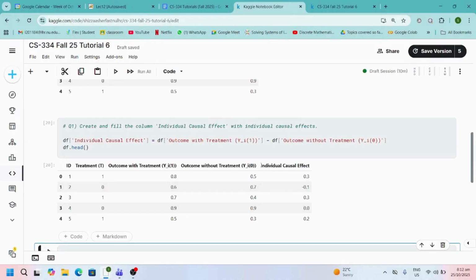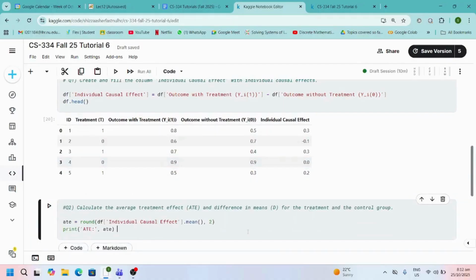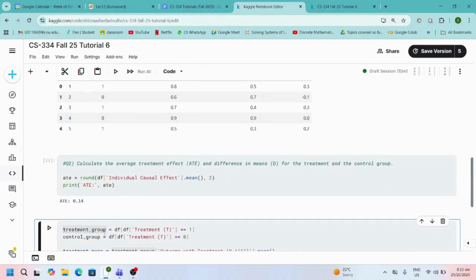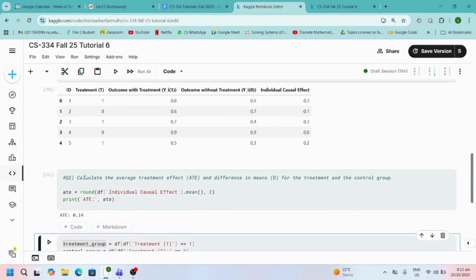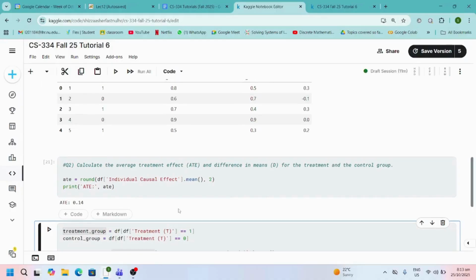What I will do now is I will just find the average of these individual causal effects. Hence, I get the average treatment effect, which in this case is equal to 0.14. Okay, it has a positive value. Maybe it tells me that my treatment has been beneficial for these people.